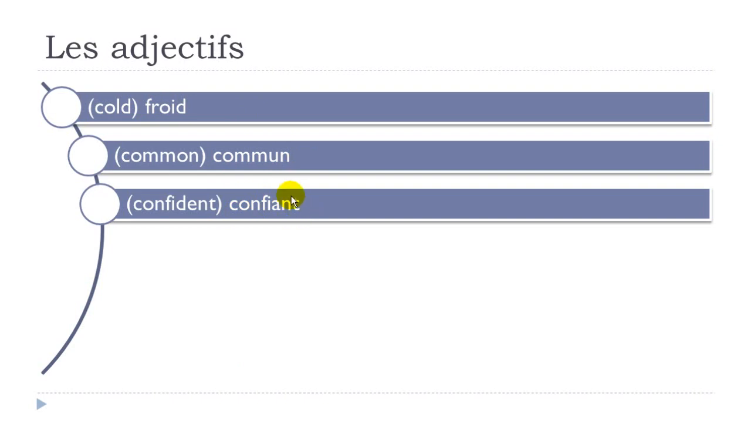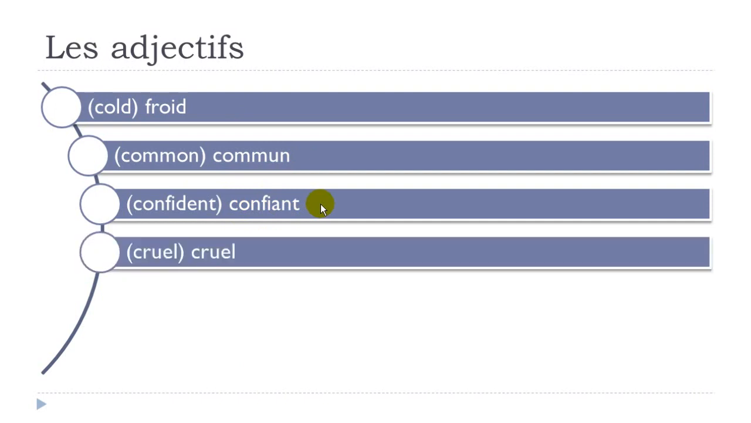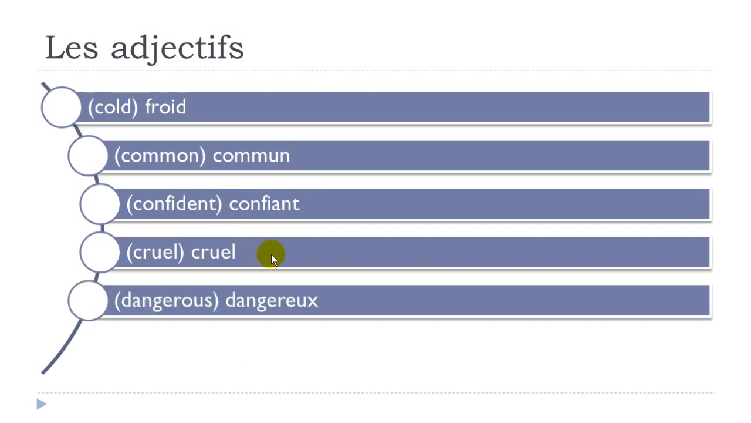Confiant. Final T not pronounced. So I-A-N, yan, fiant, confiant. Cruel. Okay, remember, cruel. Dangereux. Final X not pronounced. And then don't really pronounce this here. Okay, so you get dangereux.